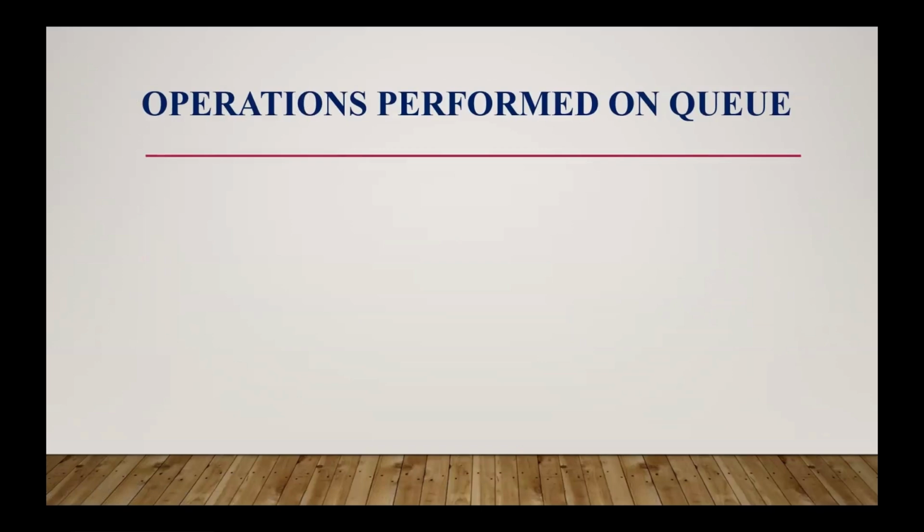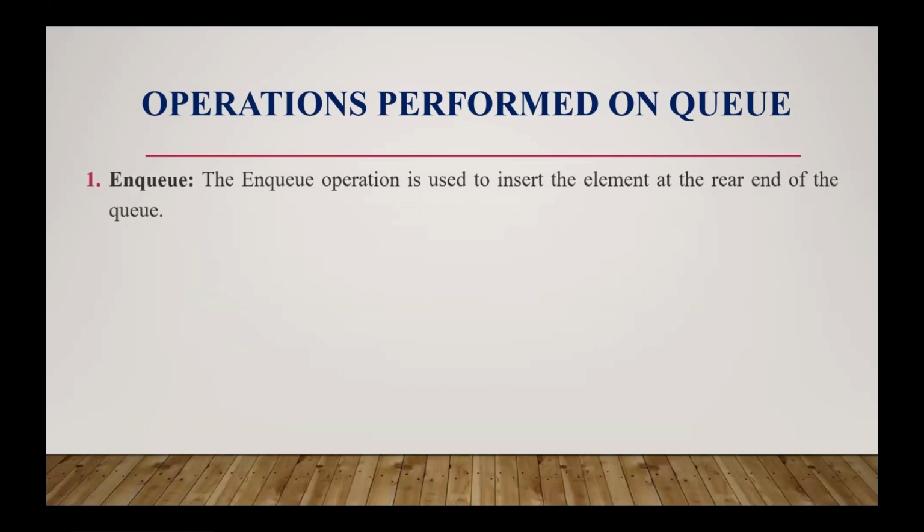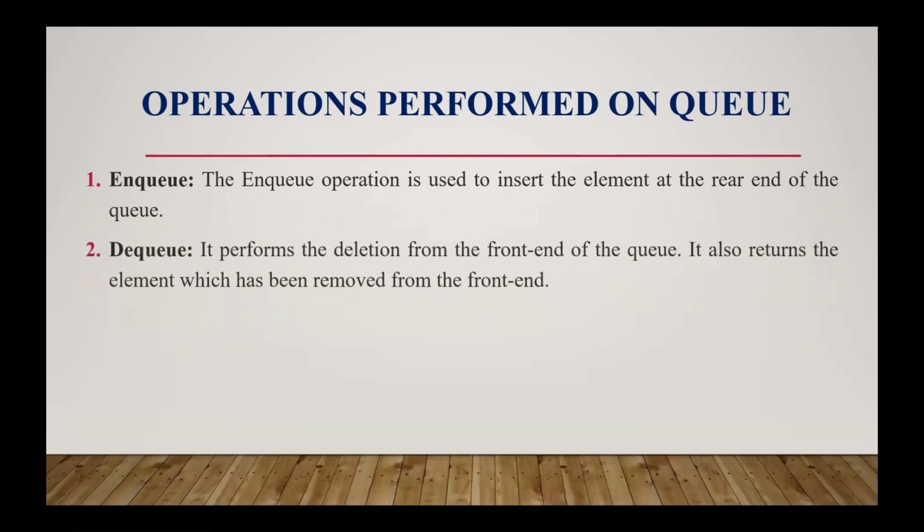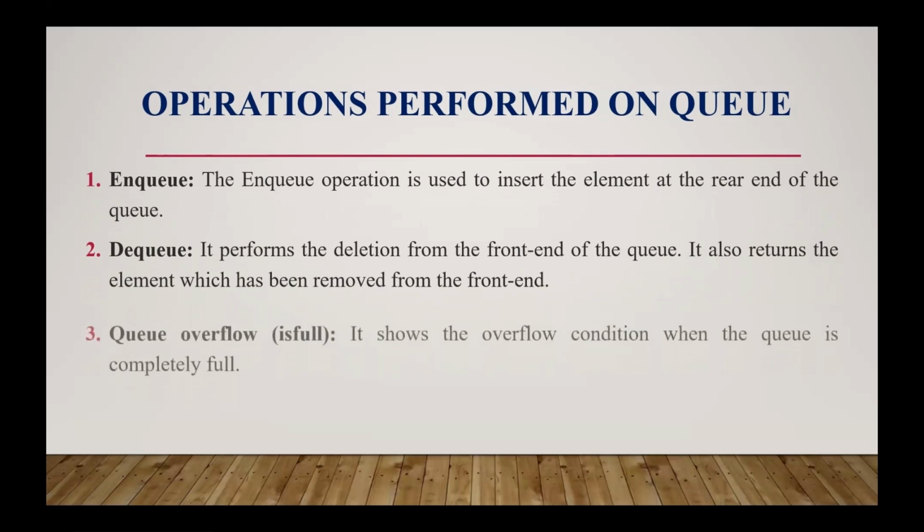So what are the various operations performed on a queue? Here the queue is a linear queue. NQ operation means inserting an element at the rear end, because in a queue one end is used for insertion and the other end is used for deletion. The insertion end we call the rear end, and the deletion end we call the front end. DQ is the operation where we delete an element from the front end of the queue. It returns the element and removes it from the front end.